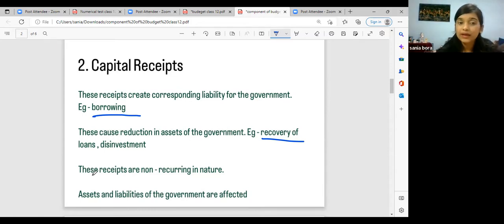But these capital receipts are non-recurring. For example, I sold my mobile phone. I won't be selling my mobile phone every month, right? It is one time. So these receipts are non-recurring. Non-recurring means they don't recur again and again, repeating. If you don't want to write recurring, you can write repeating. And the assets and liabilities of the government are affected. Clear?